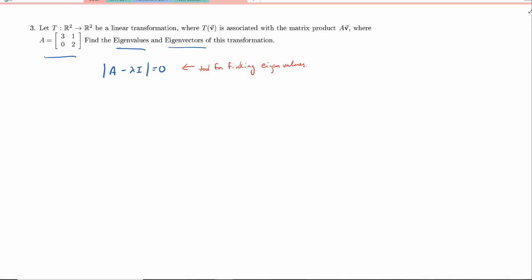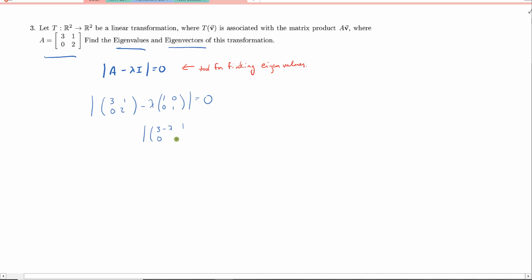So we can go ahead and set that up. We know what A is, we know what I is, and so then we're going to be taking the determinant of matrix A, which is [3, 1; 0, 2], minus some unknown lambda, times the identity [1, 0; 0, 1]. And when we do that, we end up with the determinant of the matrix [3 minus lambda, 1; 0, 2 minus lambda].